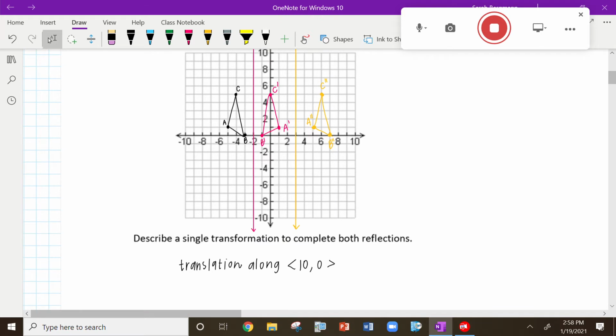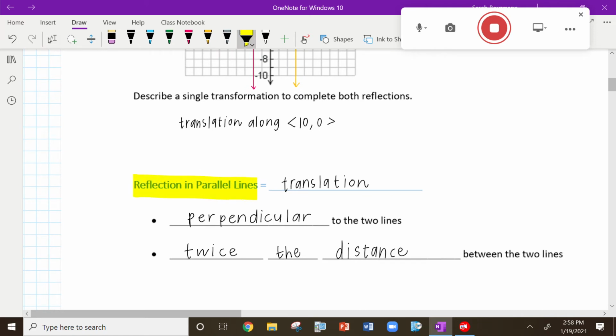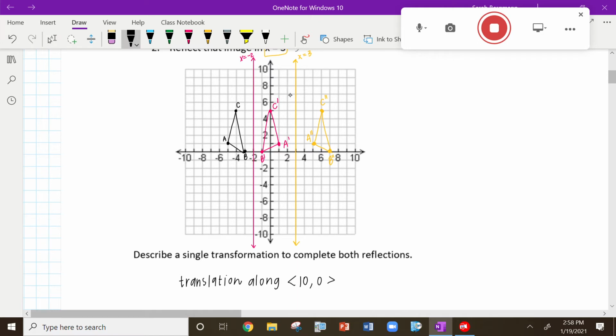If you said a translation, you are correct. Hopefully you included a vector with that to be specific. And in this case, we are translating every point to the right 10 units, so it would be the vector 10, 0. This will always work. Every reflection over parallel lines is always equal to a translation. The translation has to be perpendicular to the two lines. So for example, since in our problem our lines were vertical, our translation went horizontal to the right. This makes a right angle.